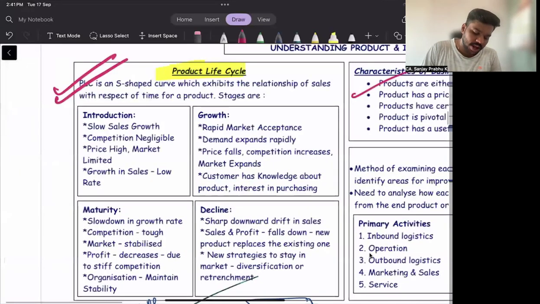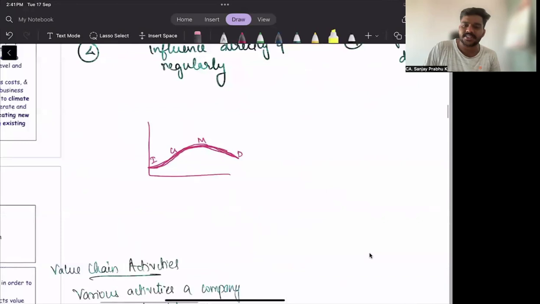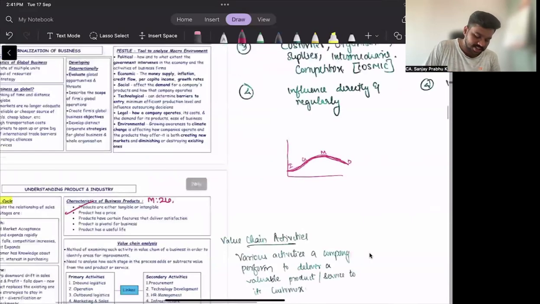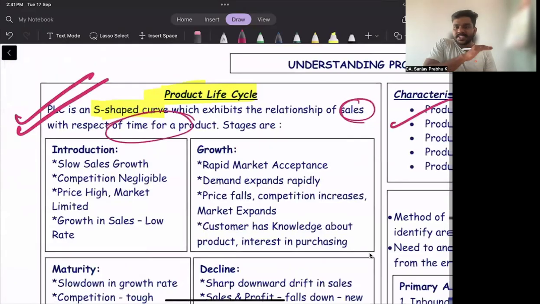In introduction stage, what happens? See, PLC is an S-shaped curve. Sir, but this doesn't look like S. So this S. Okay, now it looks like S. Yes. So it's the S-shaped curve, which exhibits the relationship of sales with respect to time. Time, sales: starting stage, sales grow, mature, decline.